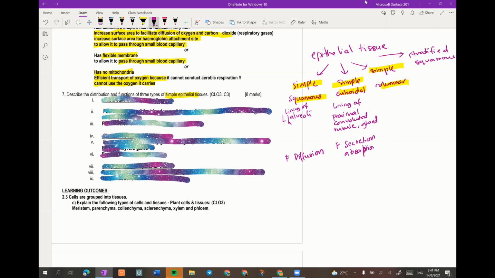Untuk yang simple columnar pula, so dia bersifat columnar, ada goblet cell, siap ada villi, some of it. So tugas dia adalah lebih kepada untuk absorption dan juga untuk hasilkan mucus tersebut. So dia ni lebih kepada dekat lining of intestine, etc. etc. So dia punya function lebih kepada untuk absorption.